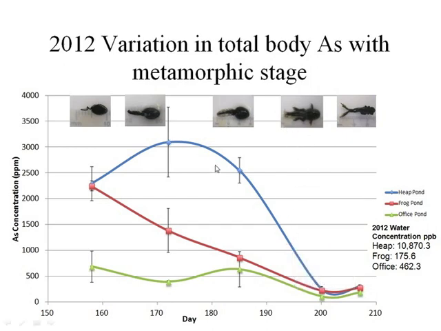Because when the tadpoles reach this stage right here, where the arsenic concentrations drop off, this is the stage where they're absorbing their tail, they're growing their limbs, they're getting ready to turn into a toadlet instead of a tadpole. And at this stage, they stop eating. They stop eating here. And they basically excrete everything that's in their gut. Their gut goes through radical metamorphosis.